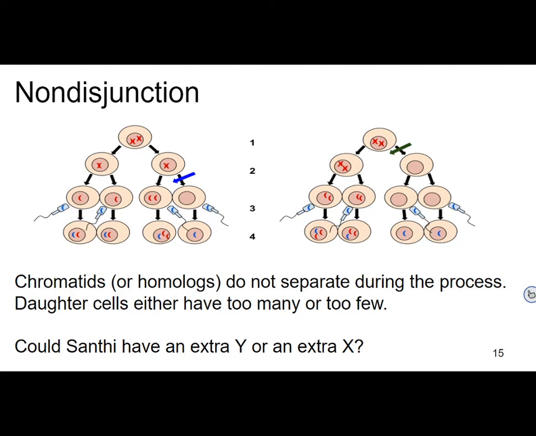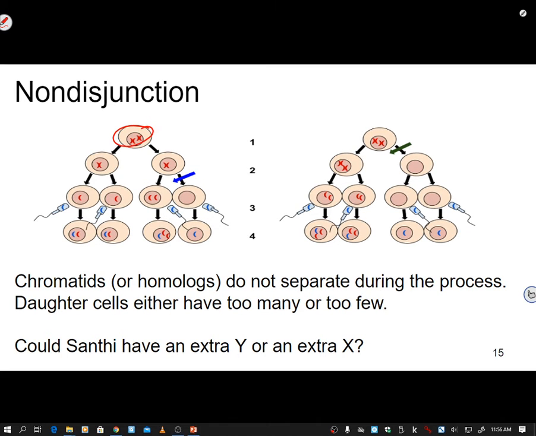Alright, non-disjunction. Chromatids or homologs, if you call them chromatids, homologs mean the same chromosome, do not separate during the process. Daughter cells either have too many or too few chromosomes. So let's look at what this is. If you're looking exactly at what's going on, we have our cell. Let's go through interphase. Here we're going to go through PMAT1.